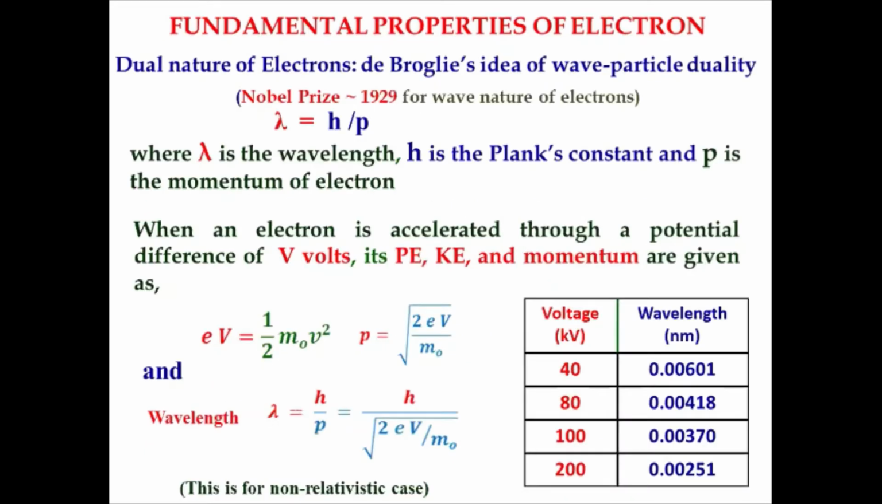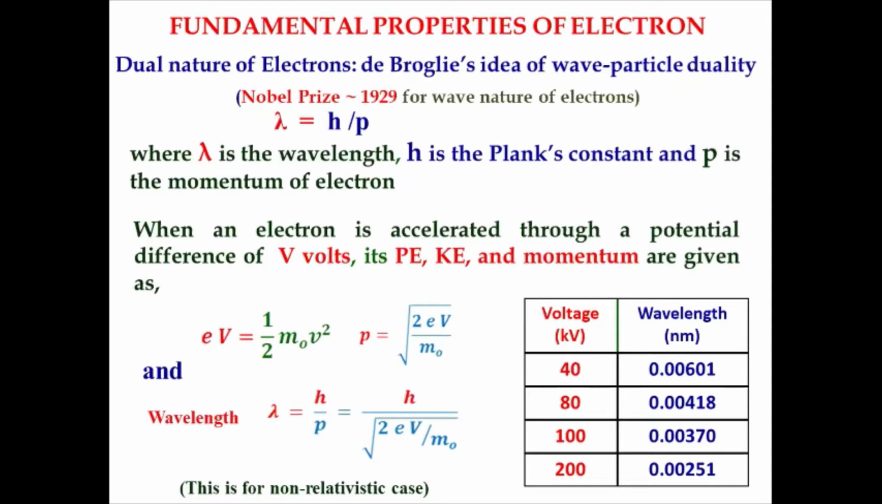The answer is from de Broglie's hypothesis, or wave-particle duality, that any matter exhibits duality in nature. It can act as a particle or it can act as a wave. And it's a very simple one-liner equation. The wavelength associated with any particle or any matter is lambda equal to h by p, where h is the Planck constant and p is the momentum.